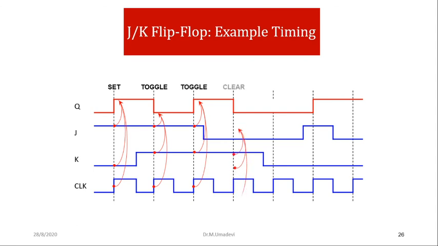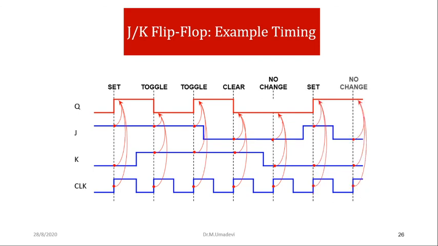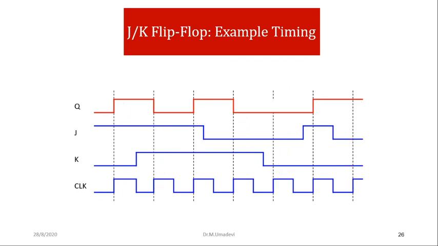First set condition, then toggle means it will continue the previous state. Then the no change state, set and no change. I think it is very clear for you to understand this JK flip-flop timing. Once again I will put this up so you can understand. So this is before the clock timing. Q is the output, J and K are the inputs, and this is the clock pulse.